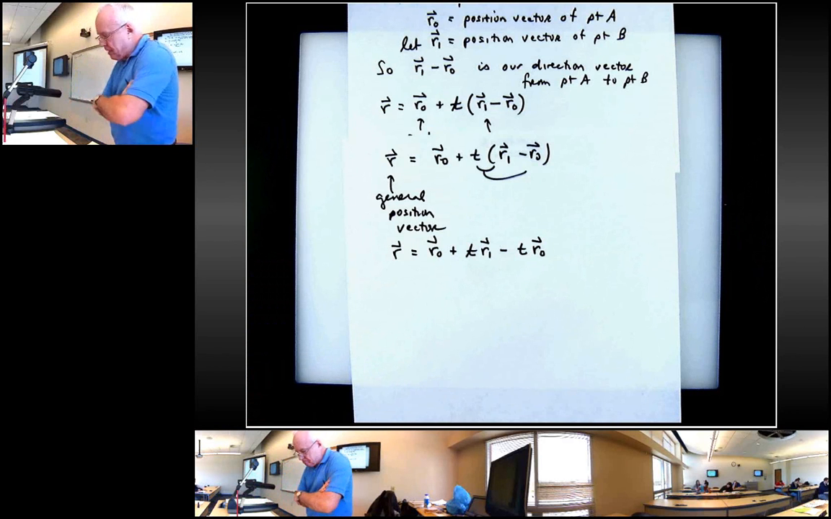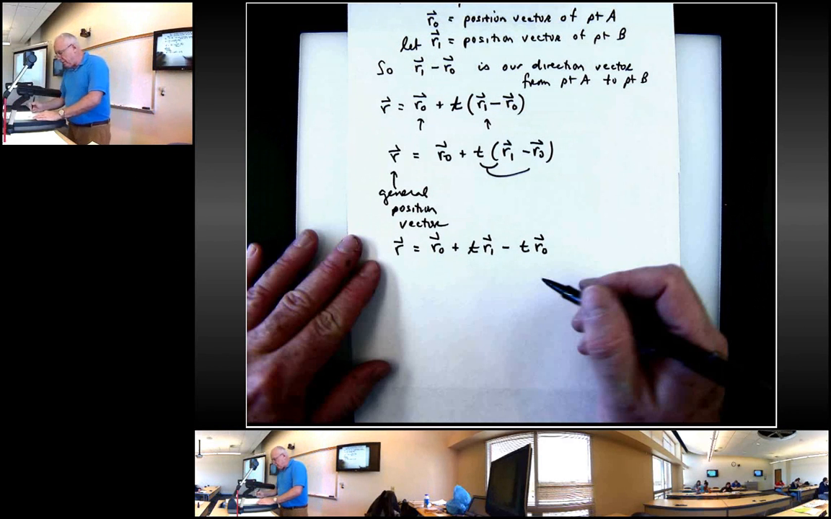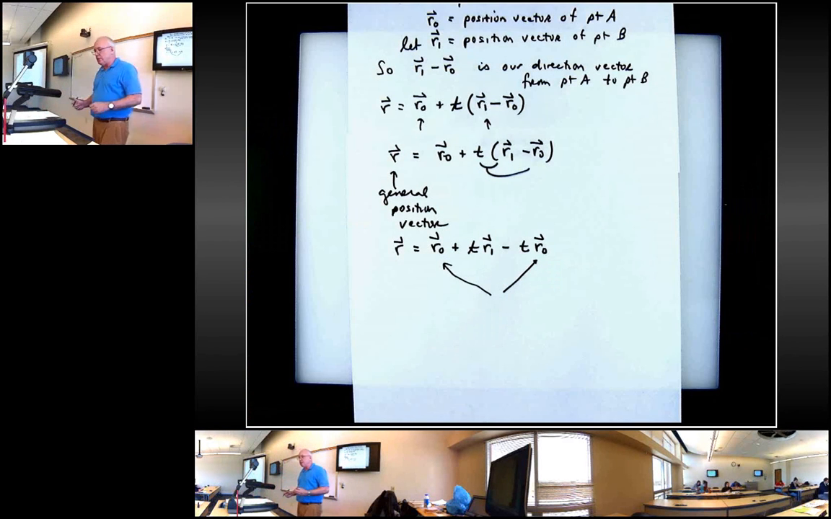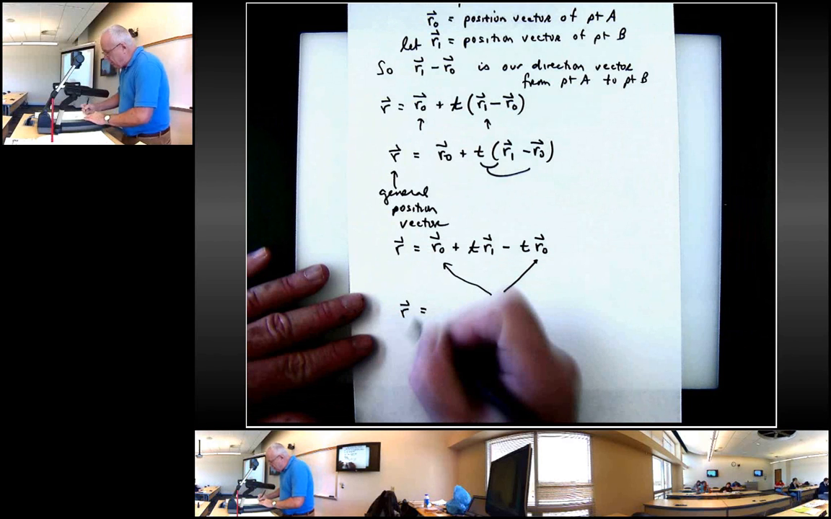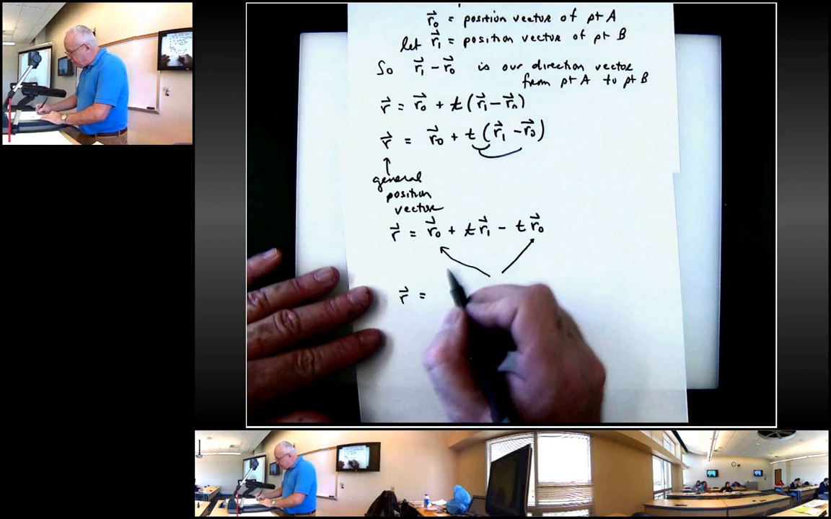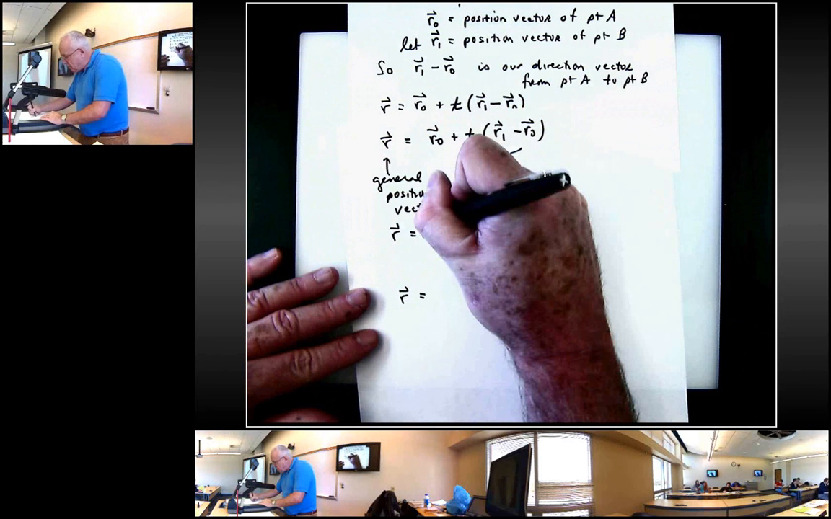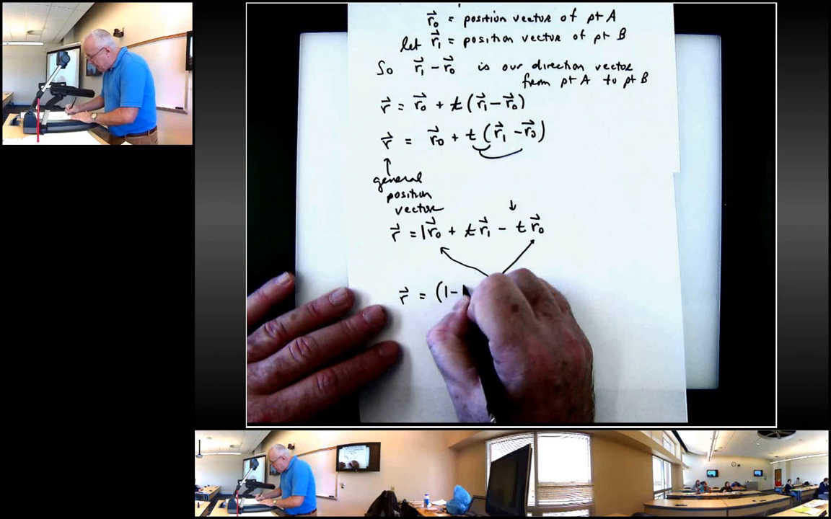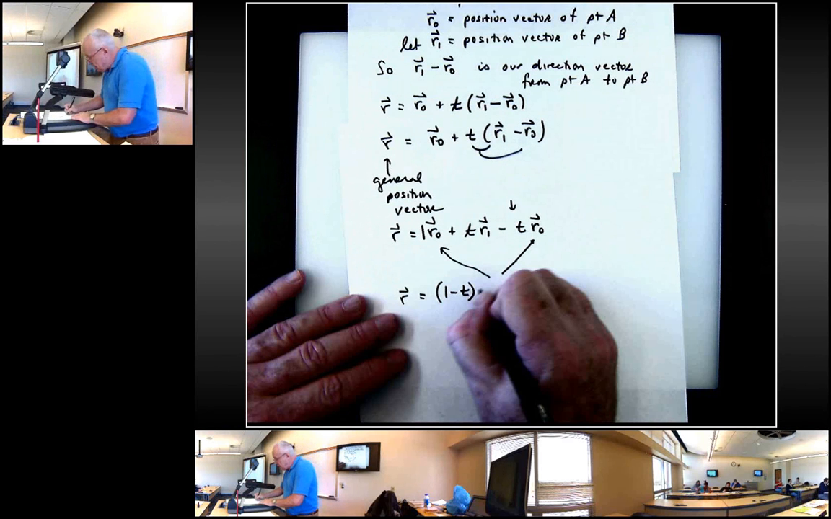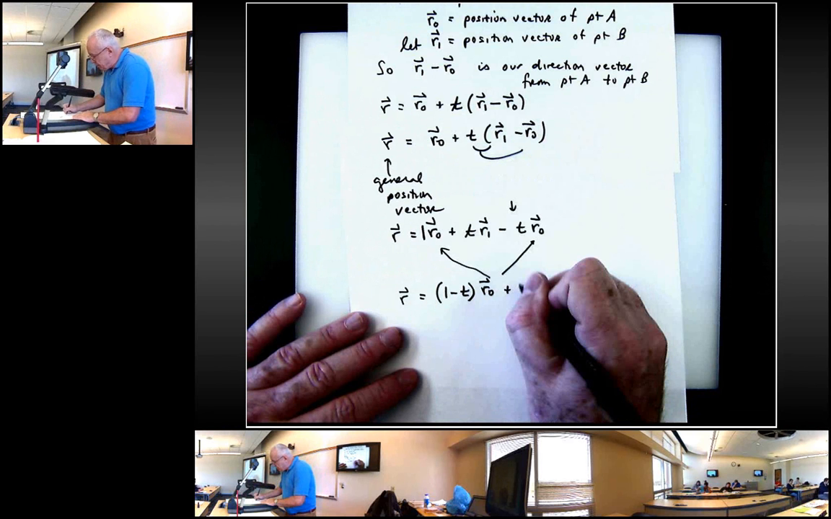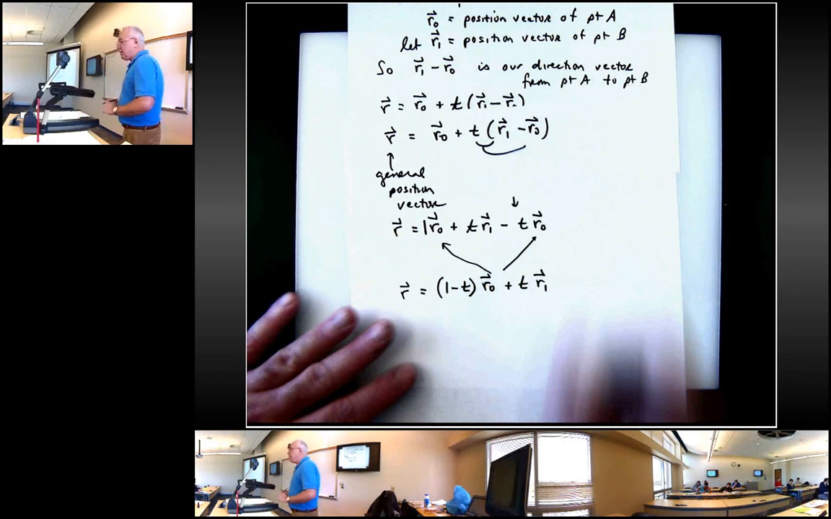Now let me do another bit of fiddling with this. Let me combine the R naughts together into a single term. Our position vector in general is equal to what? This R naught is multiplied by 1, and this R naught is multiplied by minus T. So I could write 1 minus T in parentheses times the R naught position vector, and then I'm left with my last term, plus T times the R1 vector.